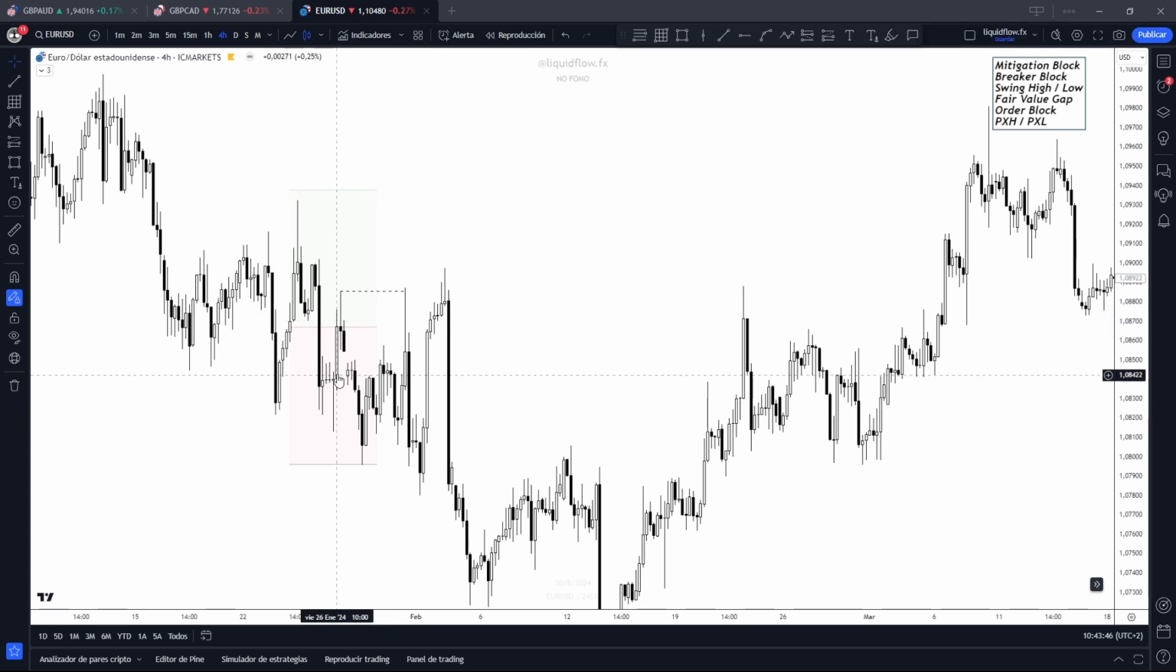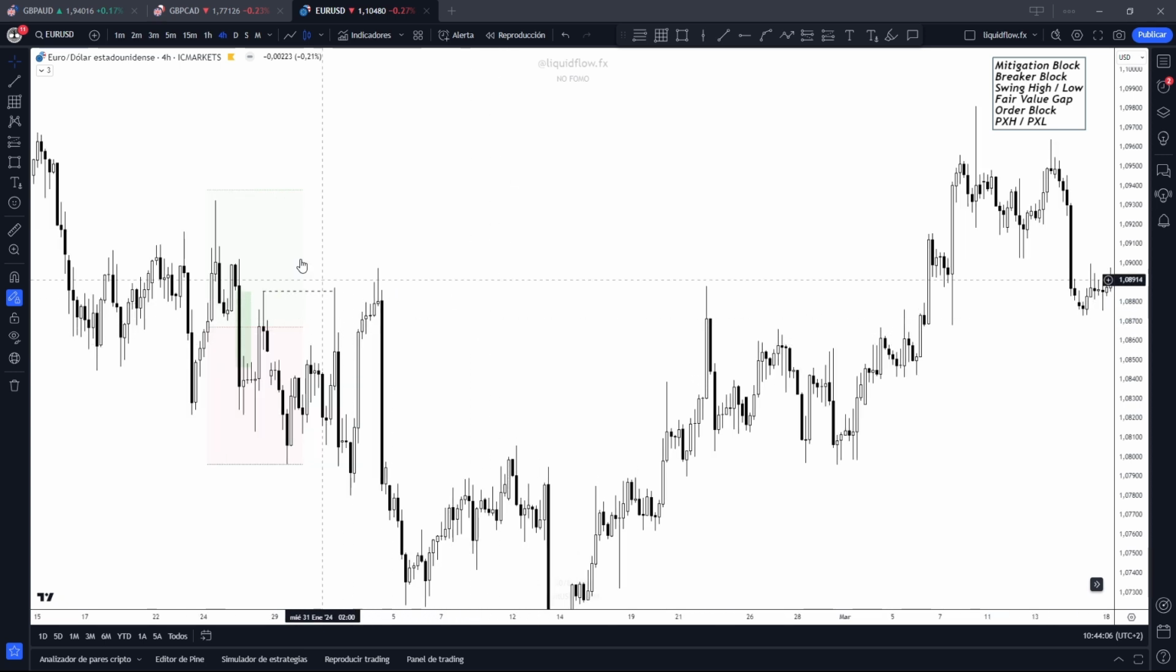So we have that mitigation block inside of what? Inside of the fair value gap also. That's how I actually use it. And then we're expecting what? We're expecting the market to come and sweep this high. So it sweeps this high, it creates a new one. And you could say, that's what I want to say, this is the example. It isn't, but let's say it will work like that.